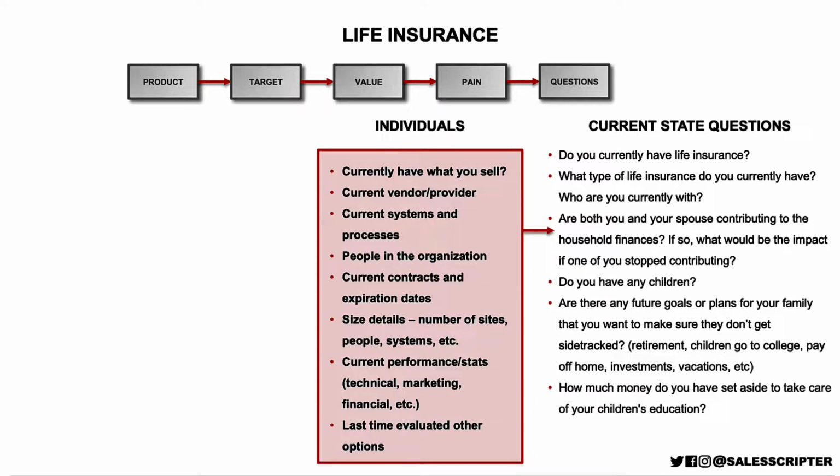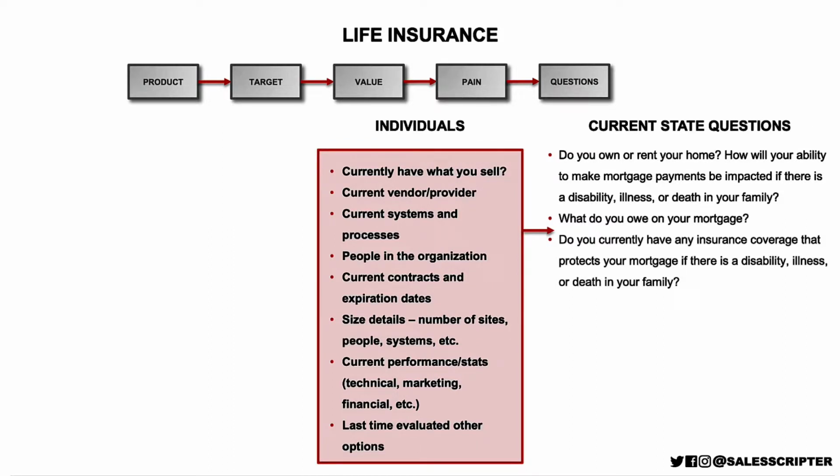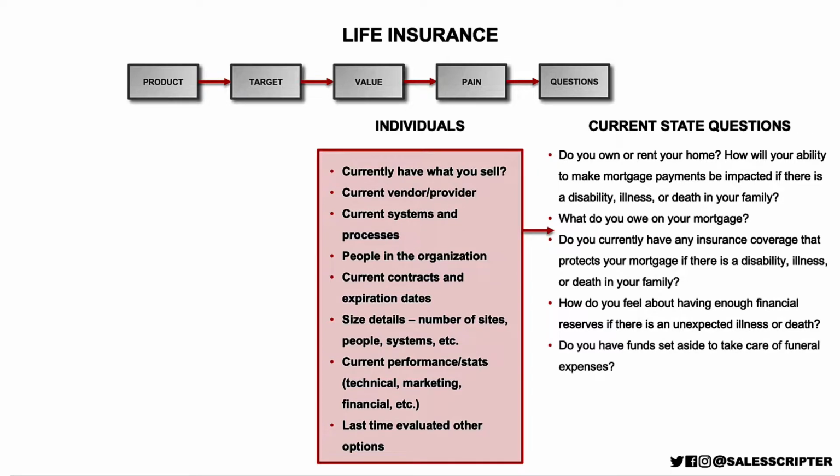How much money do you have set aside to take care of your children's education? What five things would you most want taken care of if something happened to you? Do you own or rent your home? How will your ability to make mortgage payments be impacted if there's a disability, illness, or death in your family? What do you owe on your mortgage? Do you currently have any insurance coverage that protects your mortgage if there's a disability, illness, or death in your family? How do you feel about having enough financial reserves if there's an unexpected illness or death? Do you have funds set aside to take care of funeral expenses?